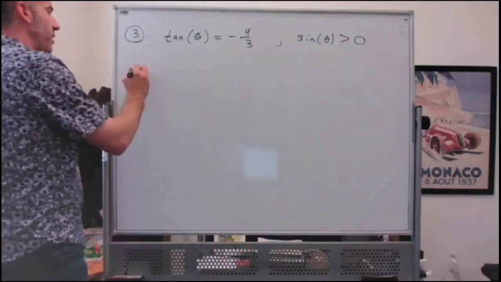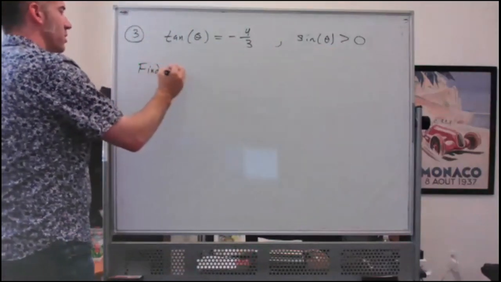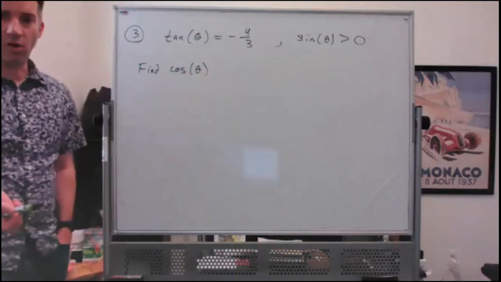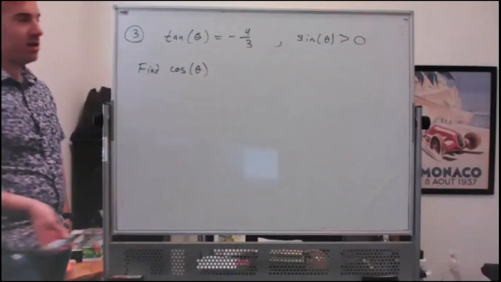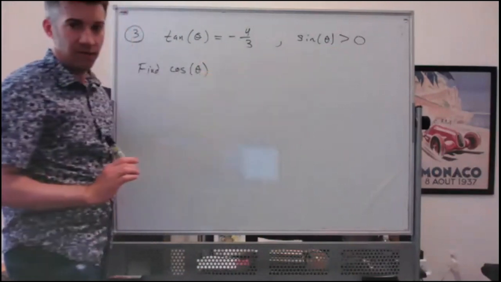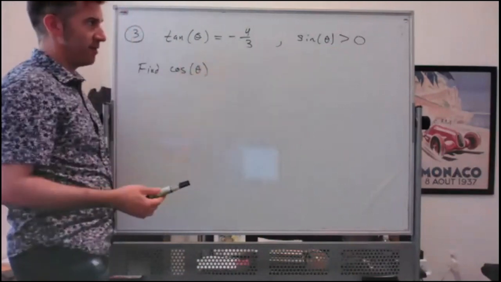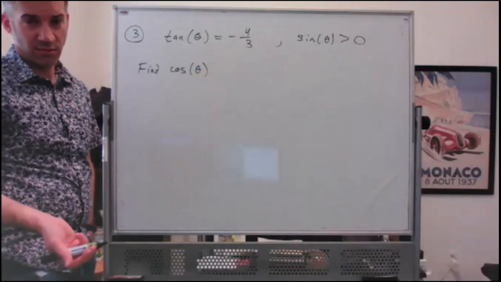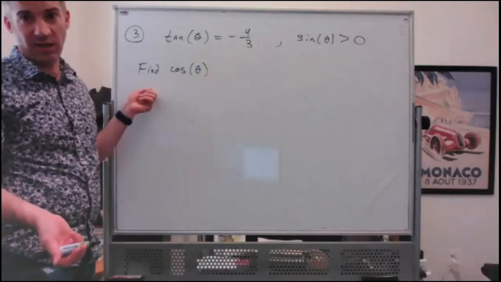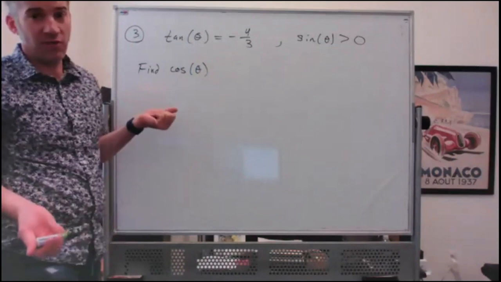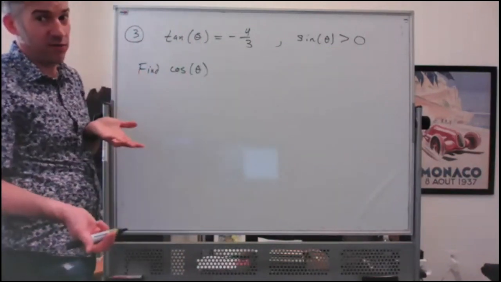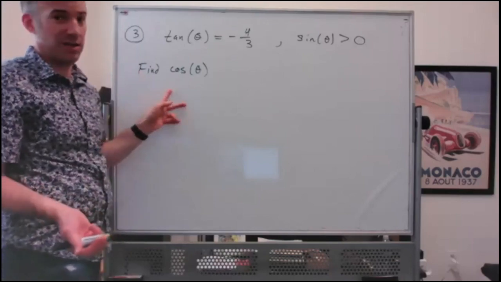We're being asked to find cosine of theta. And so we should be able to already jump to the conclusion. If sine of theta is positive and tangent's negative, we can't be in a quadrant where cosine is positive, right? We have to be in a quadrant where cosine is negative, because we can't be in quadrant 1 because not everything's positive. And we can't be in quadrant 4 where cosine is positive because sine is negative.